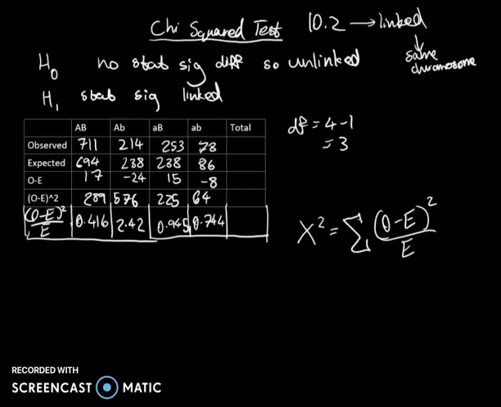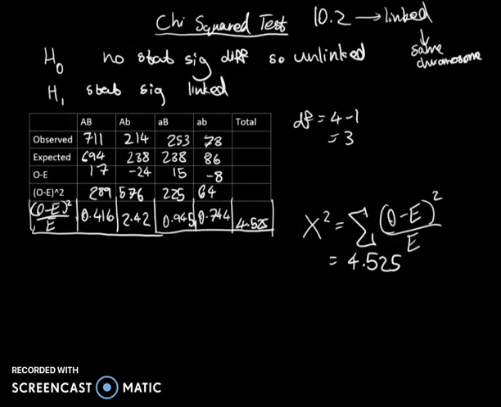So that means the sum of the observed minus expected value squared over expected. Sigma means sum of. So essentially it's the sum of all these values added together. So let's work it out. Okay, so I worked this value out to be 4.525. That's the value I got for chi-squared.